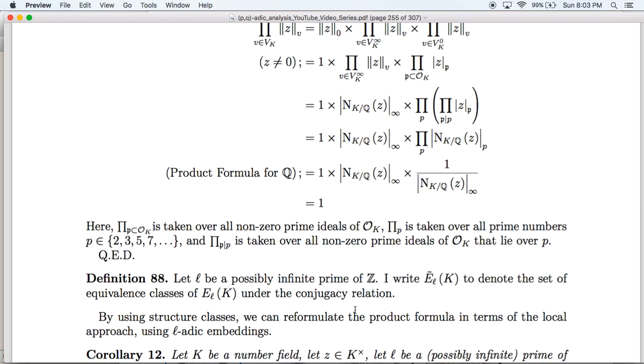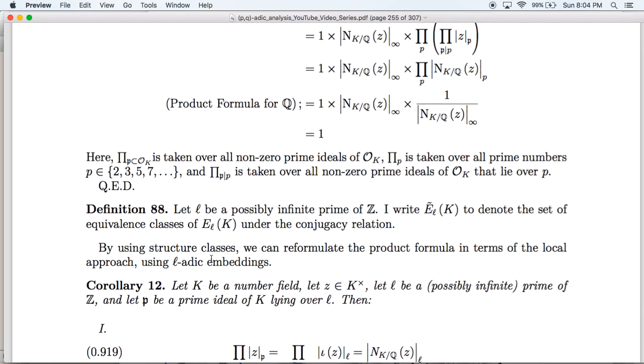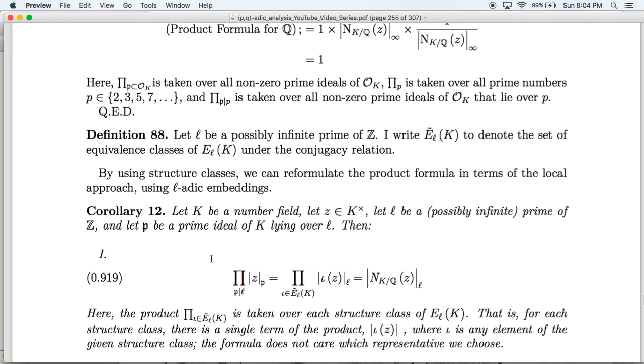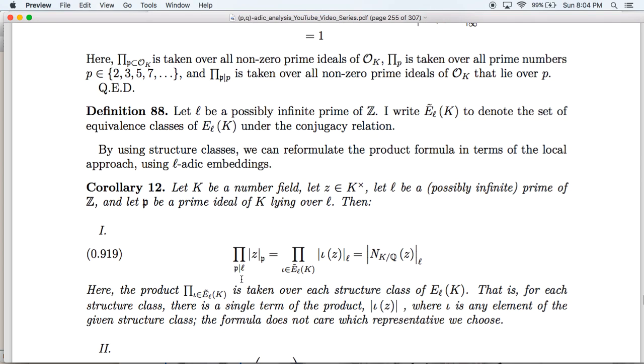And in particular, there's a one-to-one correspondence between the elements of this space and what I call the structure classes of this set. And so then this gives us our really nice summary that brings everything together. So let K be a number field, let Z be a non-zero element of K, and let L be a possibly infinite prime of Z, and let P be a prime ideal of K lying over L. Note, if L is the infinite prime of Z, then P is going to be an infinite prime of K. Then we have the following equalities.